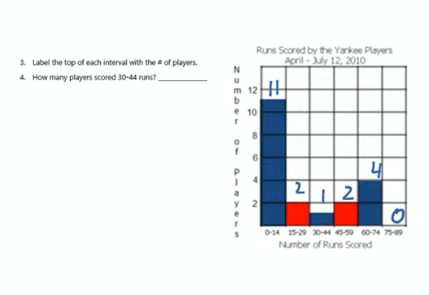Okay, number 4, how many players scored 30 to 44 runs? So let's look at the interval 30 to 44. How many players scored 30 to 44 runs? Just 1.